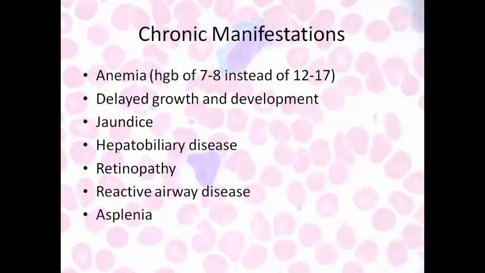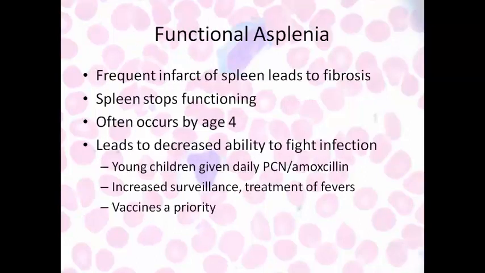Lastly, here we have asplenia. Just translate it right, no spleen. You're missing your spleen. We talked about why your spleen might be surgically removed if you experience splenic sequestration. But now let's talk about the other reason you might lack a spleen. Here we have functional asplenia.